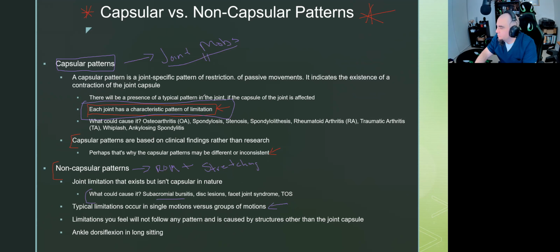So Mark asked, what do we do with capsular pattern patients if clinicians don't believe in them? At that point, we treat what the PT says. Unfortunately, Mark. I've had very few PTs that have stated that joint mobilizations don't work. But what's funny is, Mark, when I've run into those clinicians that say there is no such thing as capsular patterns, they're just doing joint mobs on every patient. So although they may say there's no such thing as capsular pattern, they're just doing joint mobs on everybody.